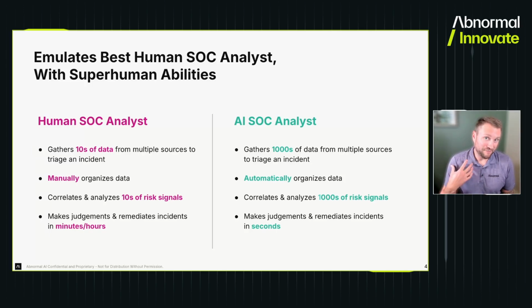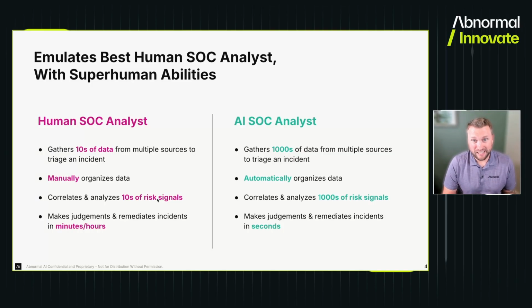Now, when we talk about how Abnormal functions, what we ultimately do is ingest, as I mentioned, tens of thousands of different data points. You'll sometimes hear us say tens of thousands, sometimes 50,000 plus. But fundamentally, when Abnormal gets integrated with an organization, what we want to do is profile, learn, and understand what normal human collaboration patterns look like so that we can identify anomalies, or if we want to stay on brand, abnormalities that indicate attack.